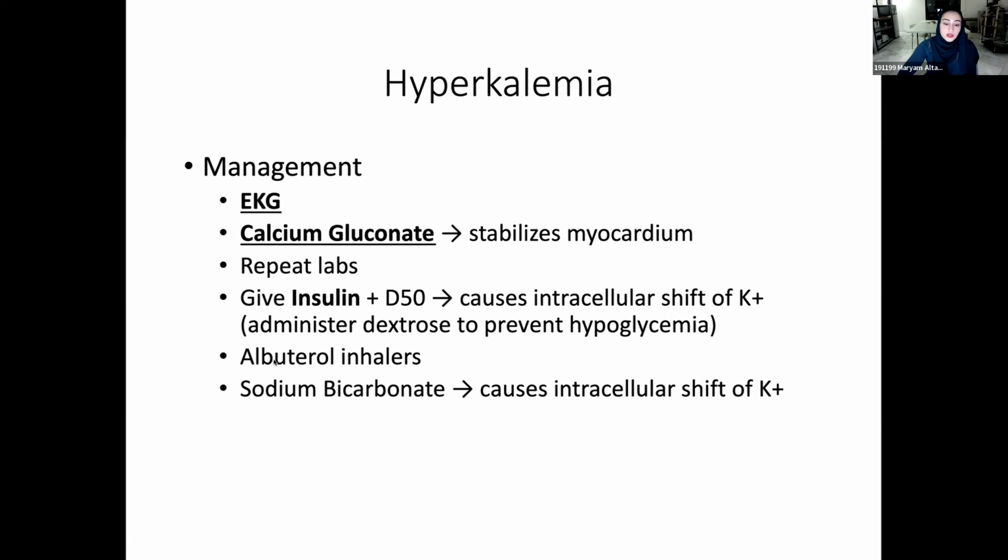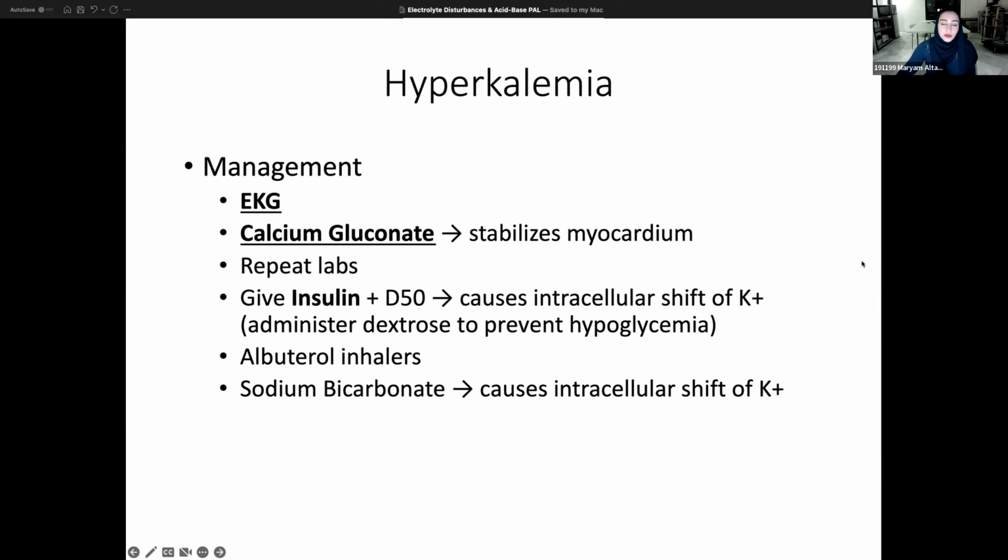You can give albuterol inhalers, okay? So albuterol or beta agonist is going to do the opposite. Remember, it's going to increase the activity of the sodium potassium ATPase, cause it to shift inside, okay? The opposite to the beta blockers. Same thing, sodium bicarbonate. This causes an intracellular shift of potassium.